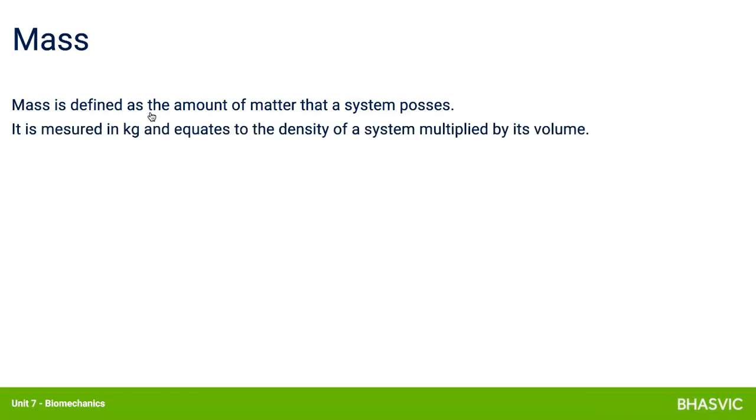Next up, we're going to look at mass and weight and what the difference is. So mass is defined as the amount of matter a system possesses. So how much of something that there is. It is measured in kilograms and equates to the density of a system multiplied by its volume. So if the density remains the same, but an object is bigger, then it will have a greater mass. It's a scalar quantity, meaning it has no direction. We will get back onto scalars and vectors and what the difference is later.